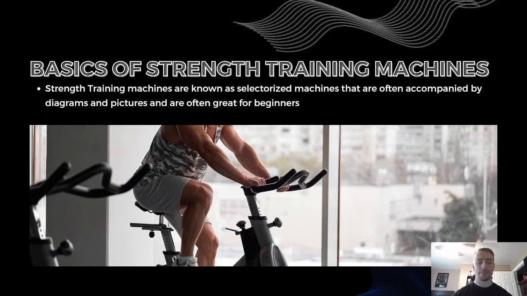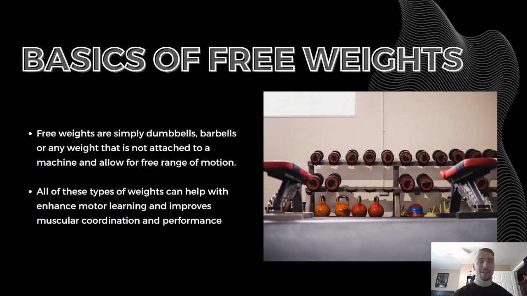Strength machines are primarily just a particular machine that does a specific sort of action to target a specific muscle. And that's basically to sum up what a strength machine is. Free weights: the difference between strength machines and free weights. So, the basics of free weights.